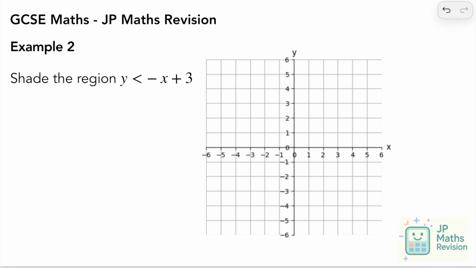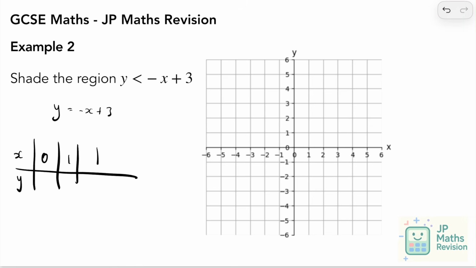Here's another example. So we need to shade the region y is less than -x plus 3. So firstly, I need to draw the graph of y equals -x plus 3. And to do that, I'm going to draw a quick table of values, so x and y. I'm going to choose the values of x of 0, 1, 2, and 3. So when x equals 0, y is -0 plus 3, so that's going to be 3. When x is 1, y is going to be -1 plus 3, so that is 2. When x is 2, y is going to be -2 plus 3, so that is 1. And when x is 3, y is -3 plus 3, so that is 0.